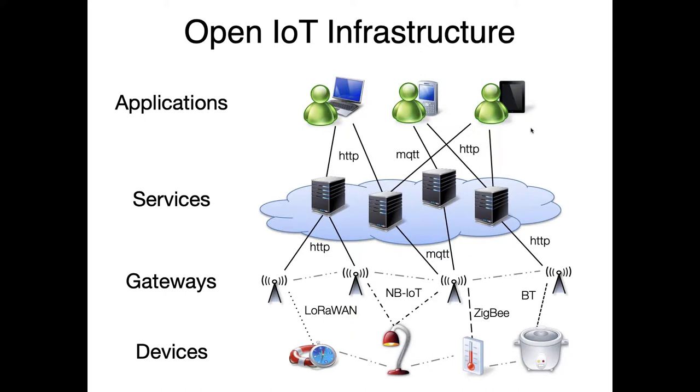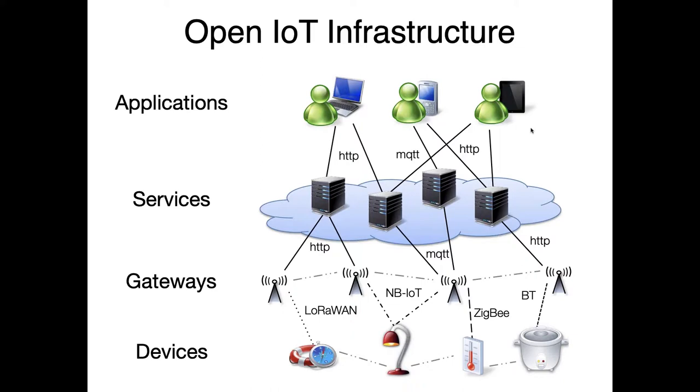At the very bottom, we have lots of smart devices, sensors, and actuators, and then of course we need to have gateways over there. And then the devices and gateways can communicate by using different types of local communication protocols. For example, LoRaWAN, those low power WAN solutions, NB-IoT, Zigbee, or Bluetooth, those things.